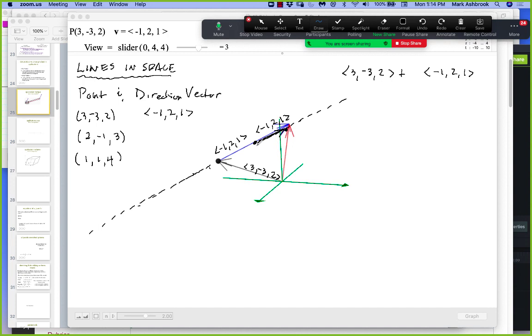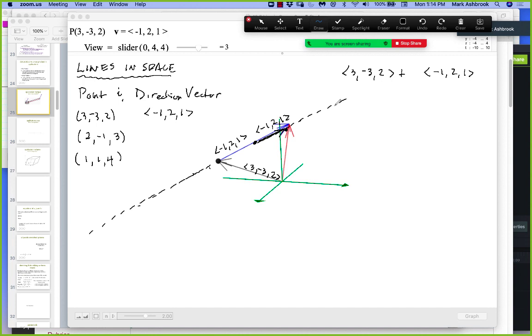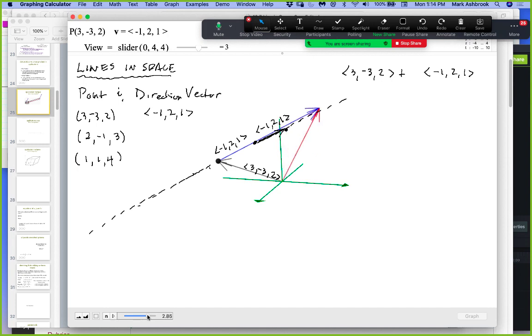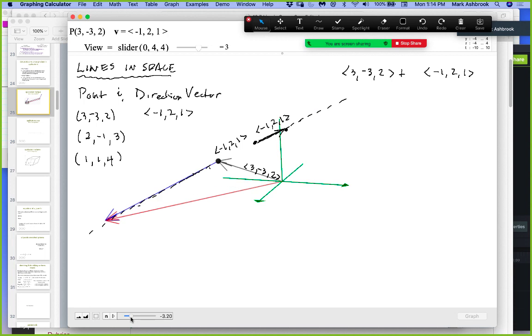So if I choose any scaling of that direction vector, any scaling will get us a new point, right? Every scaling of that vector. So watch here. I could scale it by 2.85, scale it by 4.5, scale it by -1.8. I'm scaling the direction vector and then adding it to my original point as a standard position vector, and I always get a point on the line. Does it make sense?